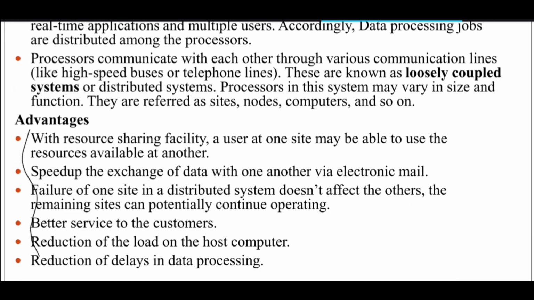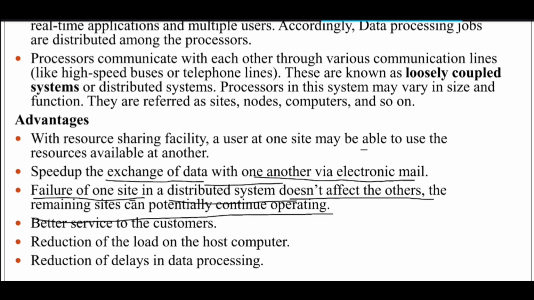With a resource sharing facility, a user at one site may be able to use the resources available at another. Simply put, one user can send data to another through direct or indirect paths. Then there is speed of exchange of data with one another by electronic mail. Failure of one site in a distributed system does not affect the others. Remaining sites can potentially continue operating.